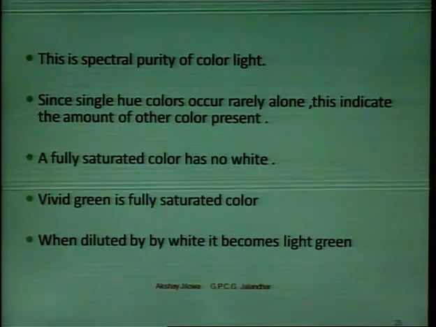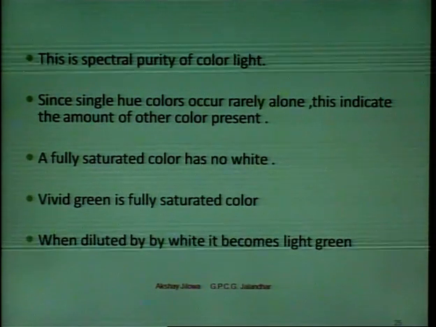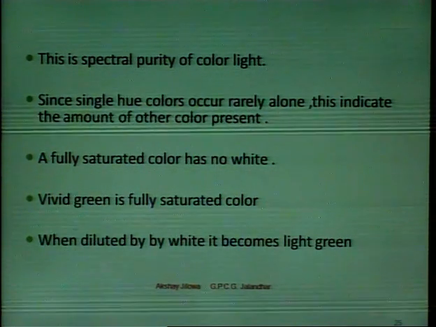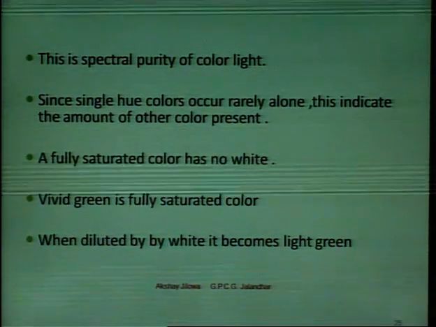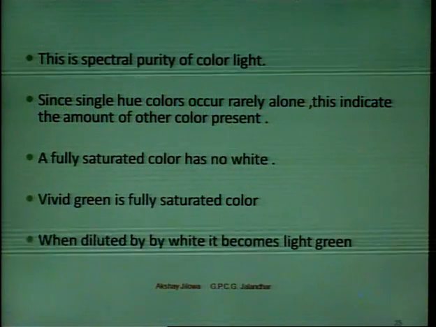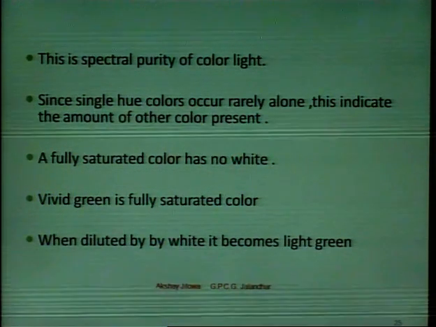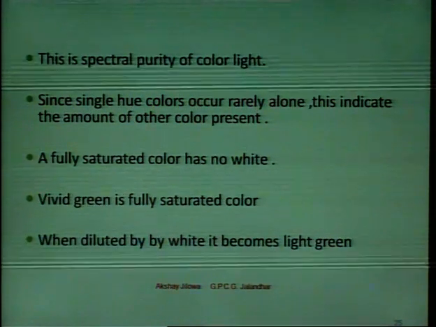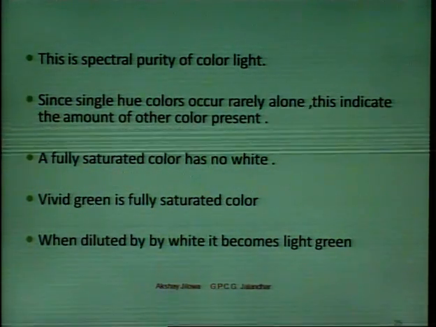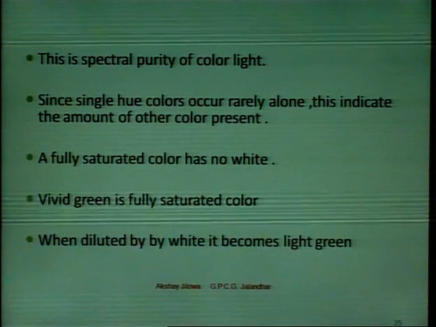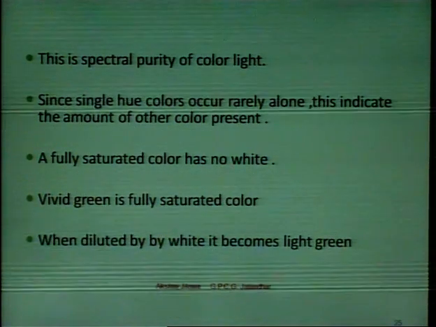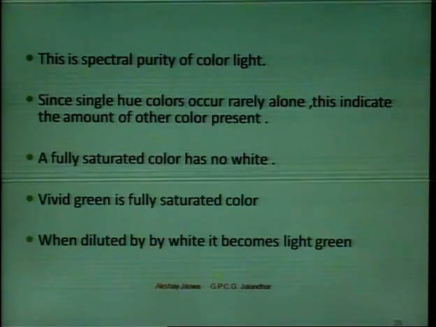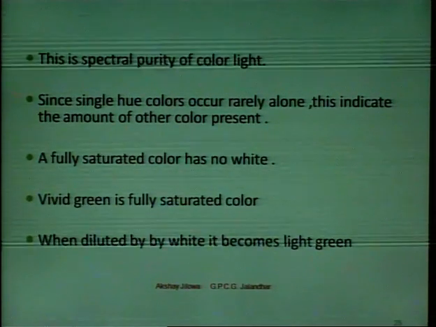This is the spectral purity of color light. How pure is the light? This is the spectral purity of that light. Since single hue colors occur very rarely, this indicates the amount of other color present. This is saturation, what we are talking about. A fully saturated color has no white. If a color is fully saturated, it will not have any white.